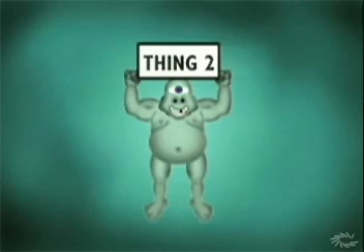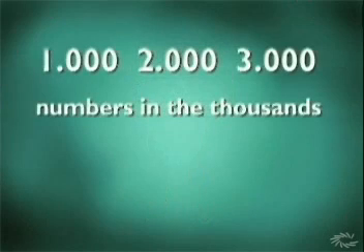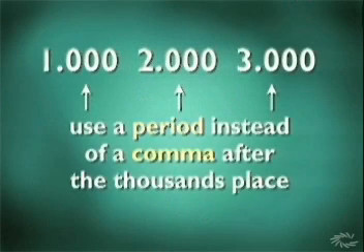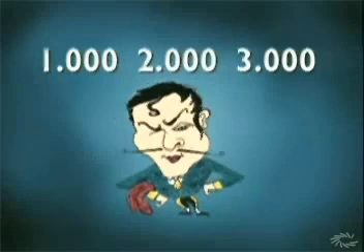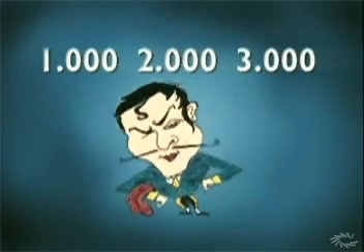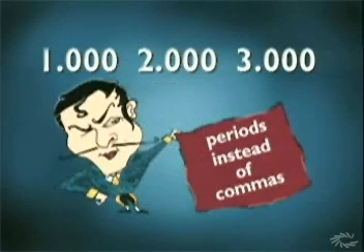The second thing to notice is that when we wrote numbers in the thousands, we used a period instead of a comma after the thousands place. That's the way Spanish speakers generally write the numbers, with periods instead of commas. It's just another one of those conventions you have to get used to.